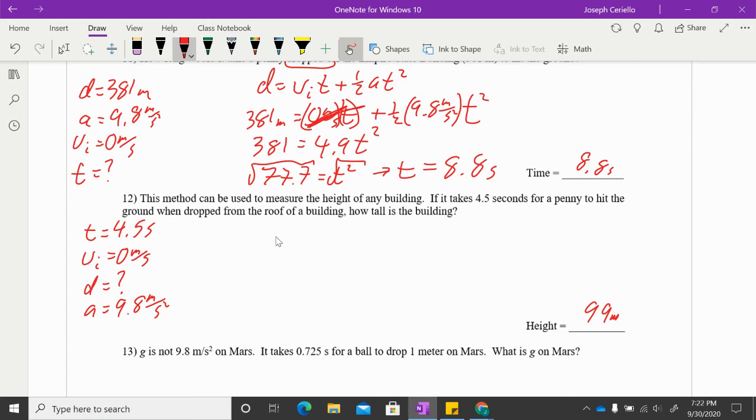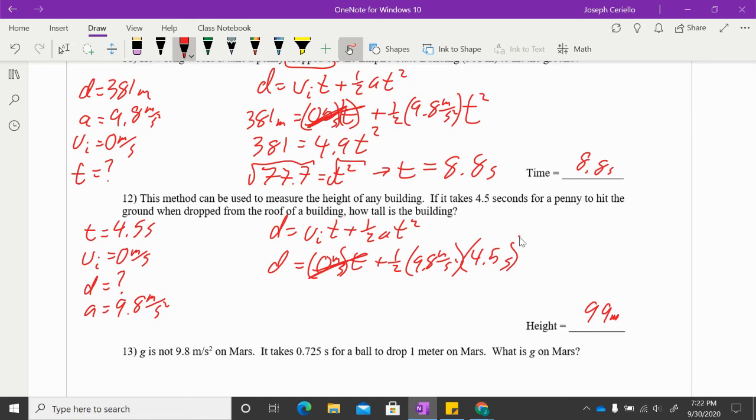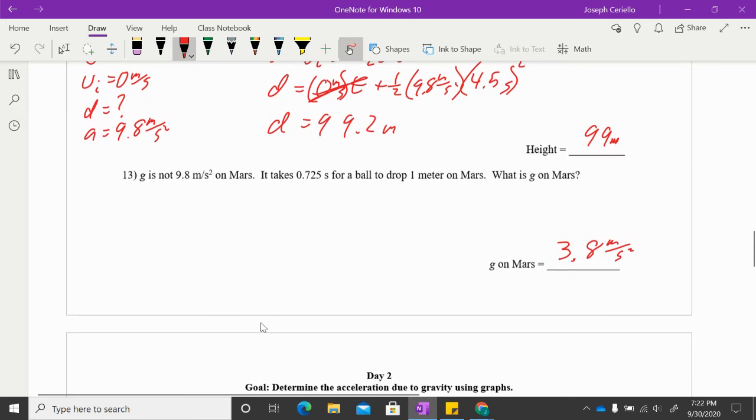All right, so let's see here. D equals V initial times time plus 1/2 A T squared. D is our unknown. V initial is going to be 0 meters per second times T, so that whole thing becomes 0 plus 1/2. A is 9.8 meters per second squared. And T squared is going to be 4.5 seconds, only that number is squared. When you throw that in your calculator just like that, only the 4.5 is squared, you get about 99.2, I think, meters.